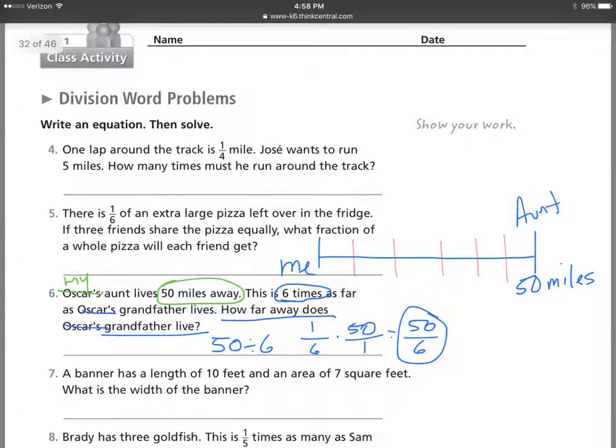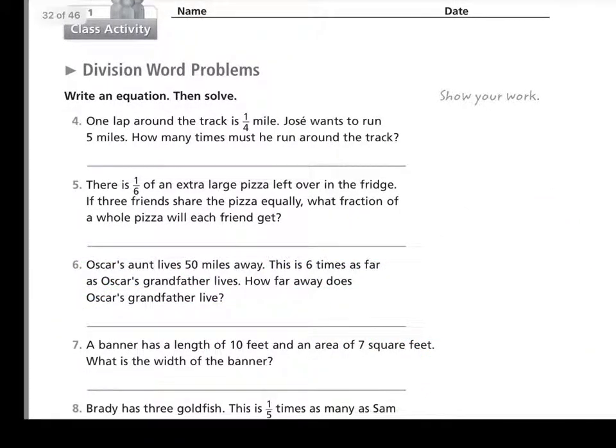Welcome back, and we're taking a look at number 7 now. Number 7 says a banner has a length of 10 feet and an area of 7 square feet. What is the width of the banner? So as I go through this word problem, we have length of 10 feet and an area of 7 square feet. And it wants to know the width of the banner.